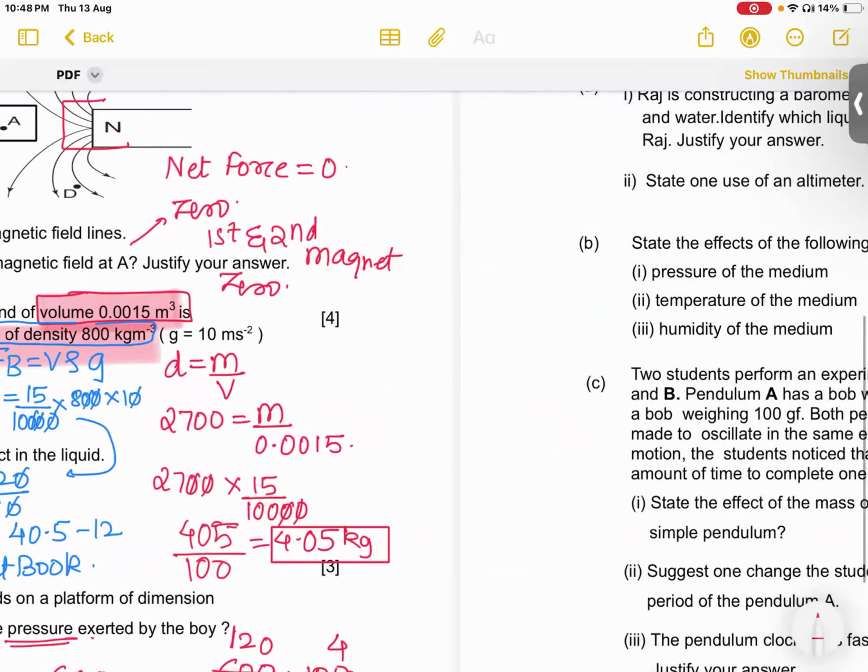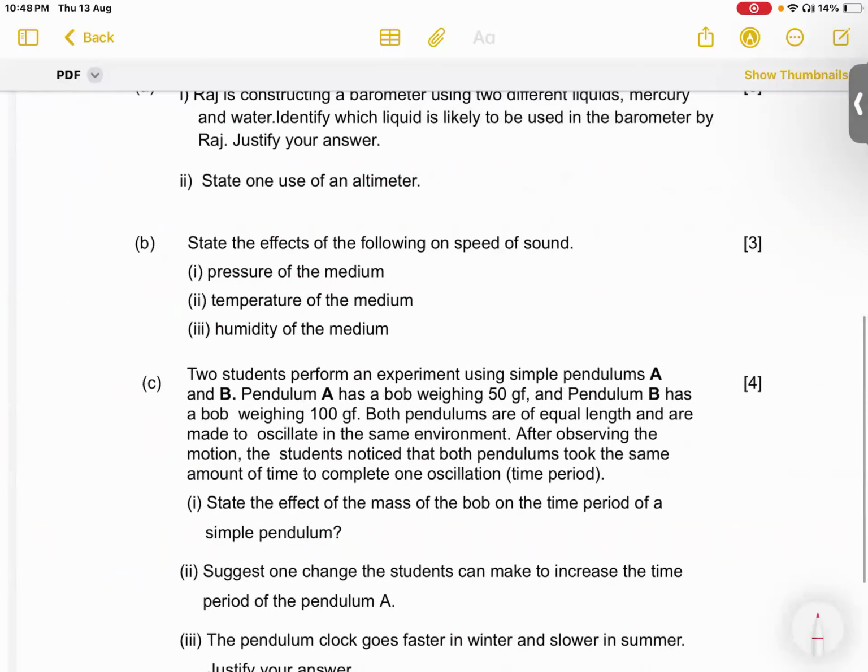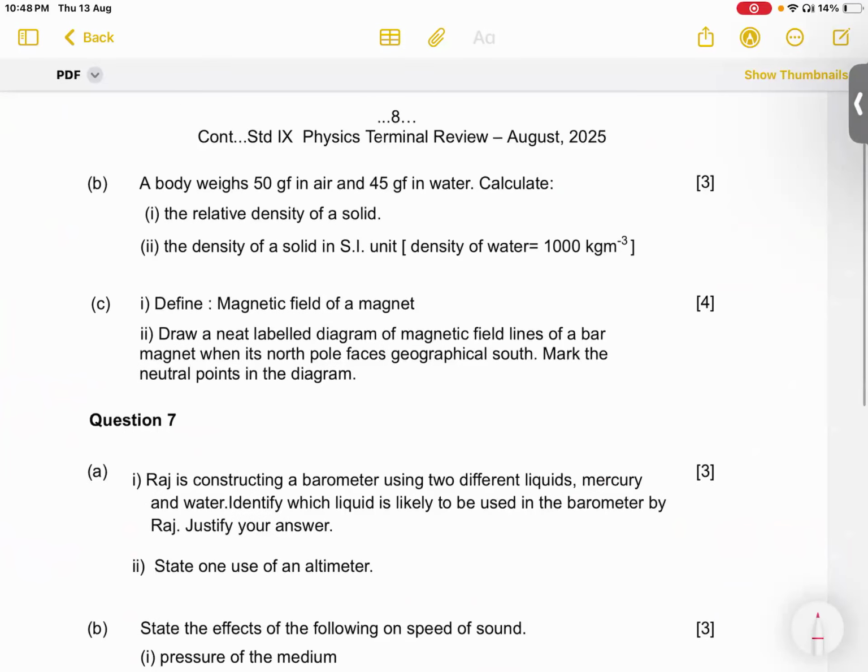Okay. Next question. This is the last one. No, we have more. A body weighs 50 kgf in air, so this is W1, and 45 kgf in water, W2. Calculate relative density. This is very simple, guys.